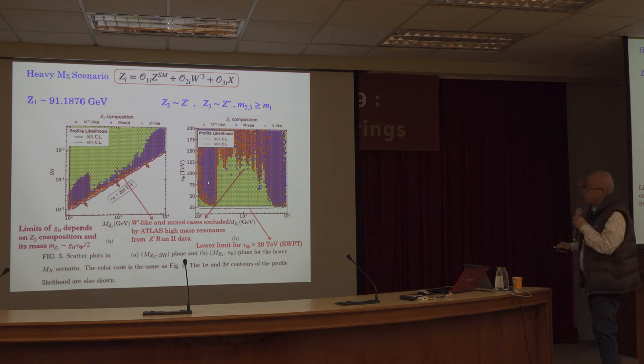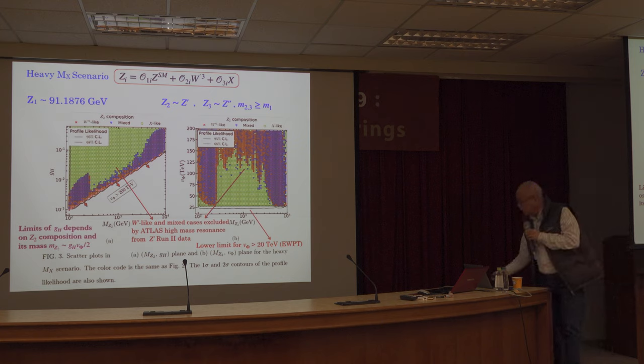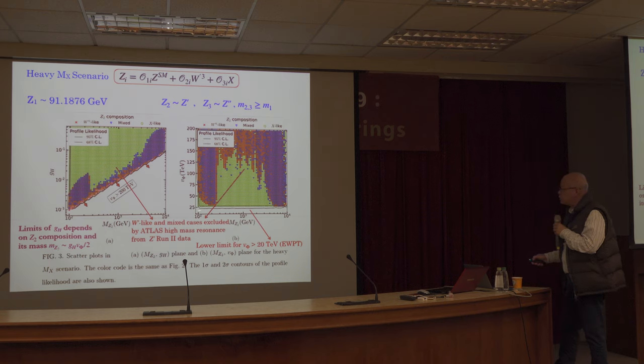And similarly, for the other parameter, we find the new coupling versus the Z2 mass is also constrained, there's a big chunk cut off by the LEP 2 data. And the lower limit, for the V5, is actually constrained by the precision data from LEP 2.